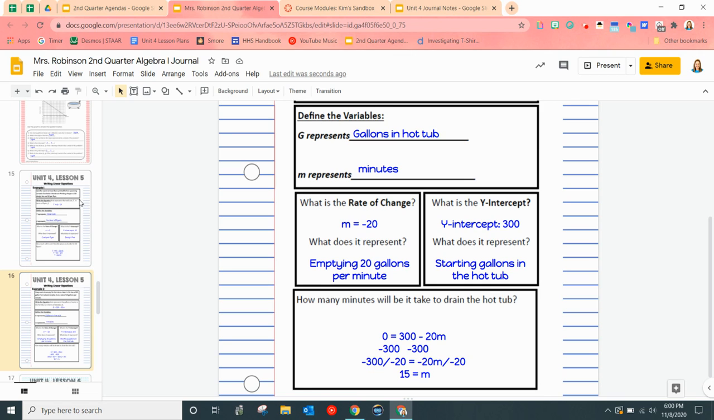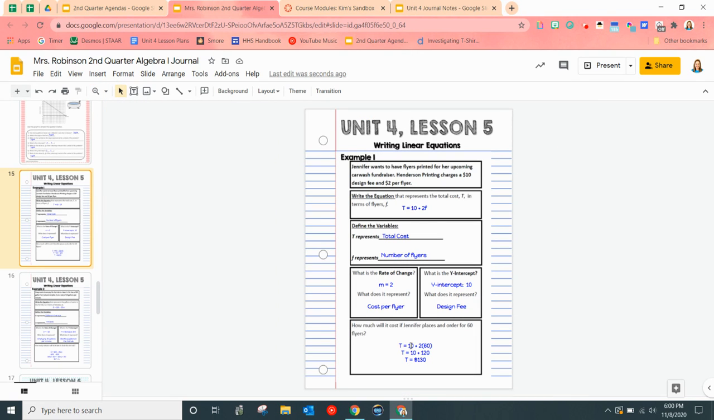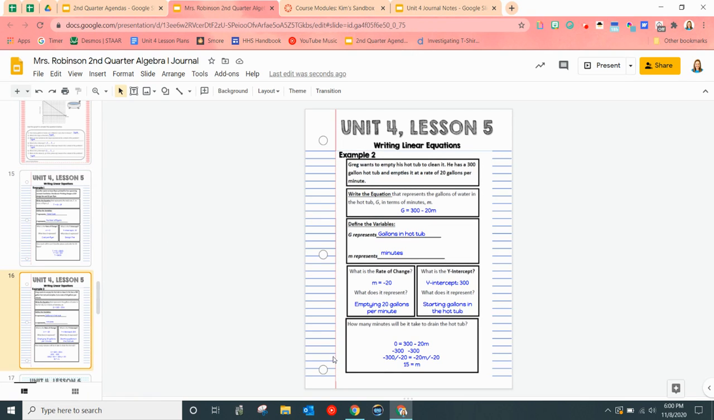So when they tell you to write an equation and then they tell you to solve the equation, the important thing is figure out what did they give you a value for. Over here, they gave us a value for the number of flyers, so we plugged it in for F. But on this one, they did not give me the number of minutes. They asked me to find the number of minutes, so I needed a value for G.